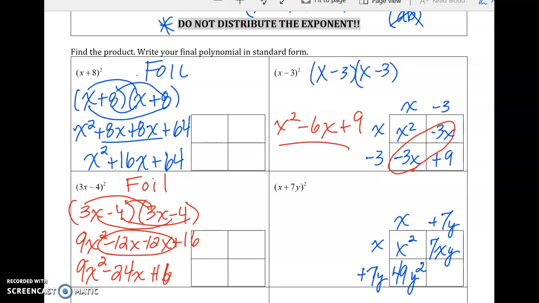Oh, sorry, I just put that in the wrong spot. Let me fix that. The 49y squared goes in this box here, because here's where I'm doing 7y times 7y. This box, I'm doing x times 7y, which again is 7xy. Always put your variables in the same order. Okay, so again, here's my like terms on the diagonal. My final answer is x squared, and then 7xy plus 7xy is 14xy plus 49y squared.